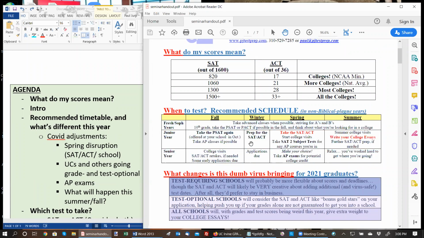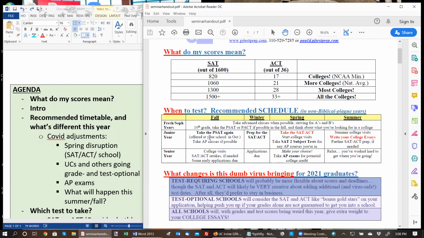Typically, freshman and sophomore years, you don't need to worry about these tests that much. You can just focus on getting good grades and taking the PSAT, which is good practice, although it doesn't really count as a sophomore, and so forth. And think about stuff you'd want to look into for college.